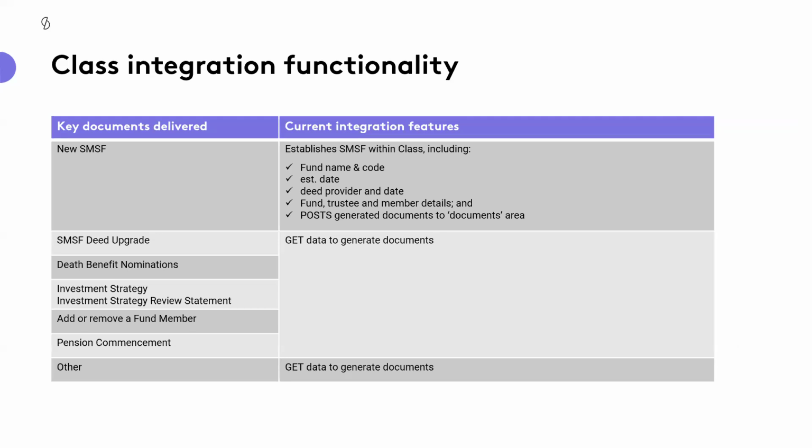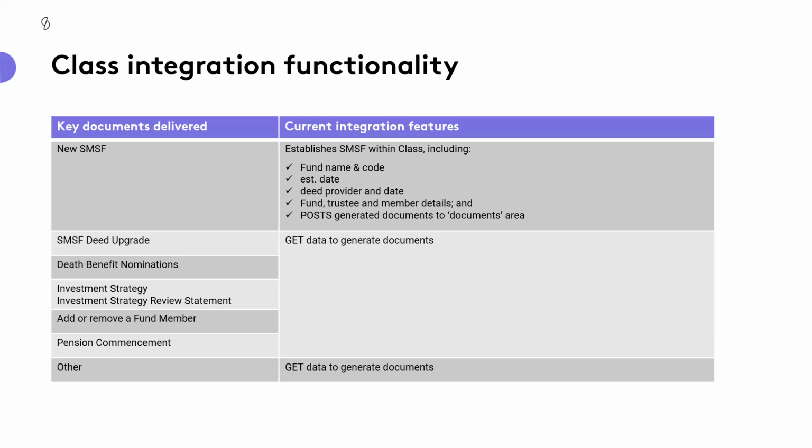So just before we jump into the platform, I just wanted to share with you what we can do, or what we have done, around the integration. When it comes to things like our new SMSF, where you're putting all of the information into the company, into the new fund, into the ABN, TFN, that sort of thing, you have the capability to then, from the Actions tab in the completed orders page, as I showed you before, send that data to Class. So fund name, establishment date, deed provider and date, fund trustee member details, and you can also send those documents to the documents area within the Class platform as well.